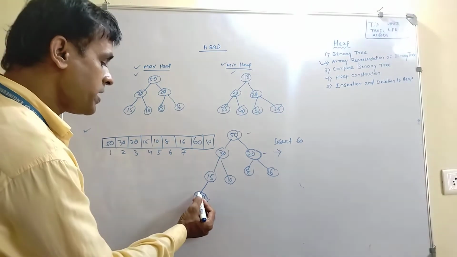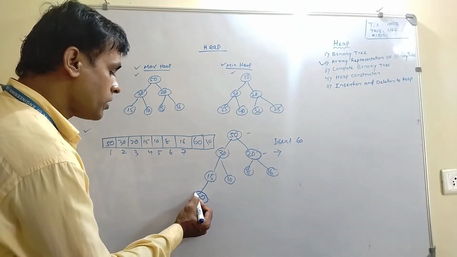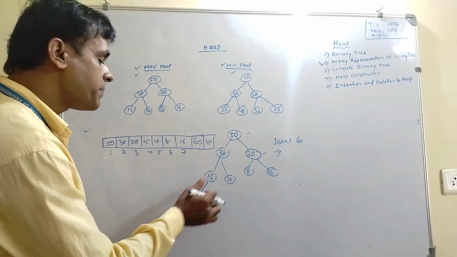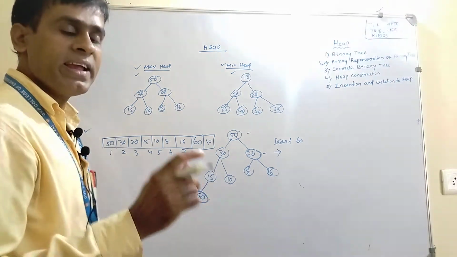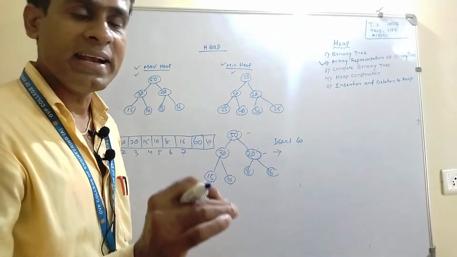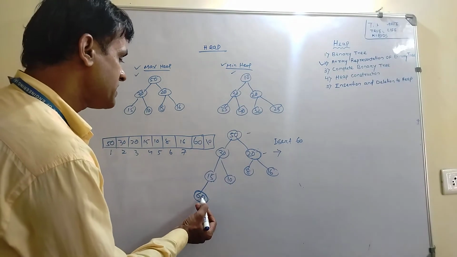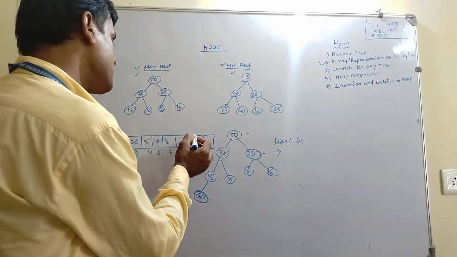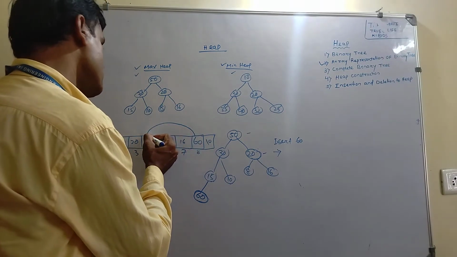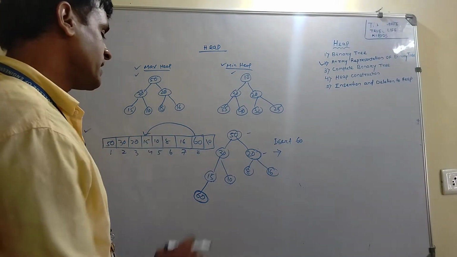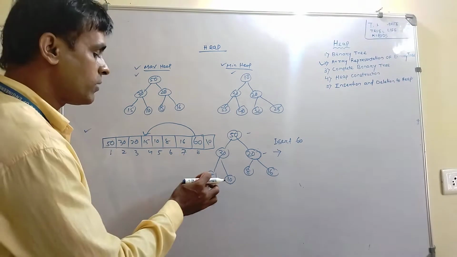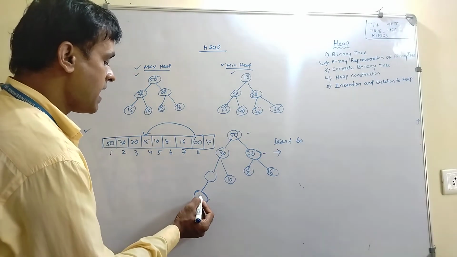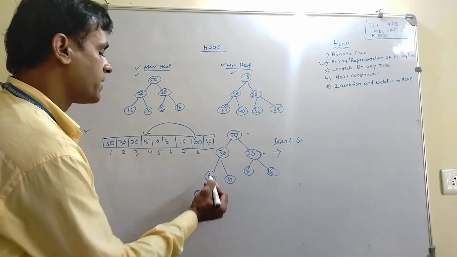Each time, the value at an index is compared to its parent. If a value is at the ith index, its parent is at i by 2. So if 60 is placed at the 8th index, its parent is at 8 by 2, that is the 4th index. So 60 will be compared with 15. If it is greater, then an exchange happens. Then 15 will come here and 60 will go here.